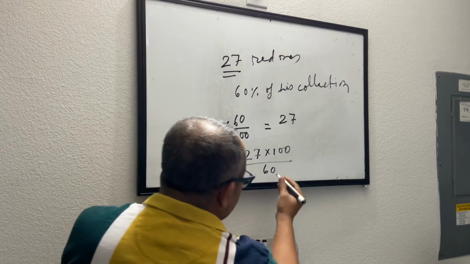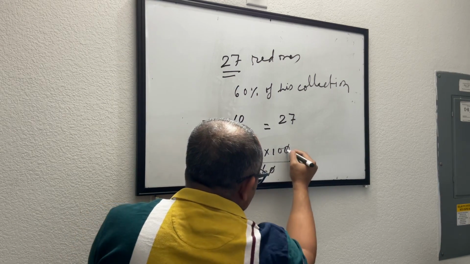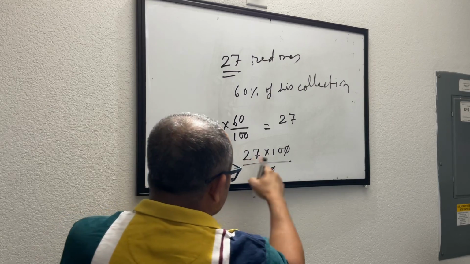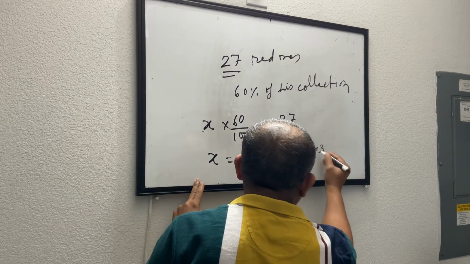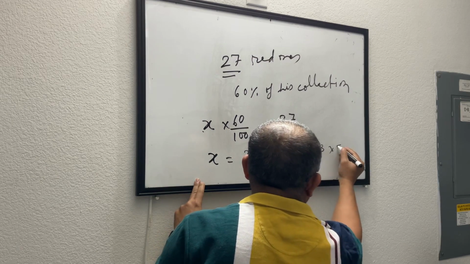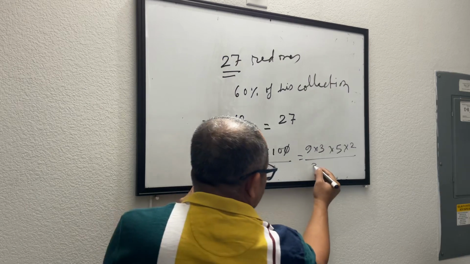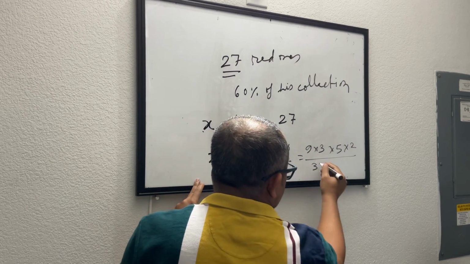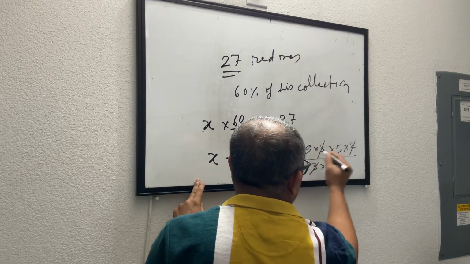Now as I was saying, you can knock off the trailing zeros. So this 0 and this 0 cancel. Now you have 27 to 10. 27 you can write as 9 into 3. 10 you can write as 5 into 2. And this 6 you can write as 3 into 2. This 3 and this 3 cancel, this 2 and this 2 cancel. What you have? 9 into 5.